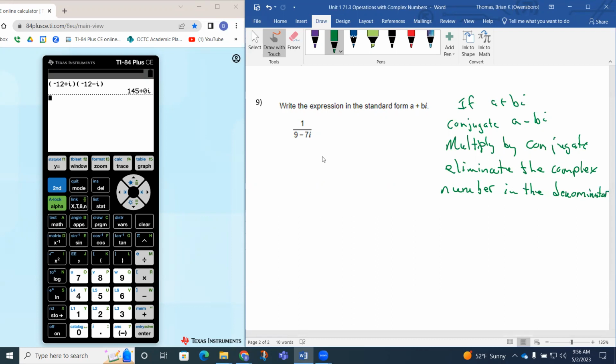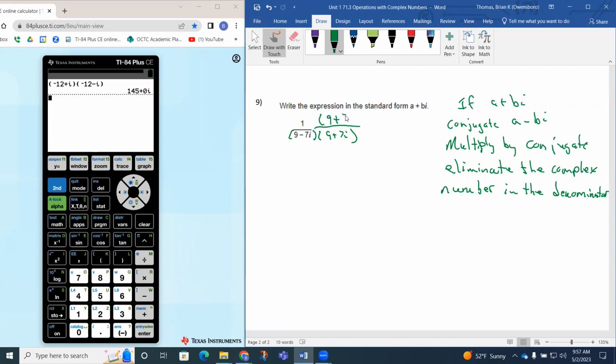So notice how if we have this 9 minus 7i on the bottom, if I multiply by its conjugate, since that is a minus 7i, I need the 9 plus 7i. I need the opposite sign. That will allow me to eliminate the complex number off the bottom. But remember, you just can't randomly multiply the denominator by some value without also multiplying the numerator by that same value. Because remember, if you multiply the top and bottom by the same value, that creates an equivalent fraction.